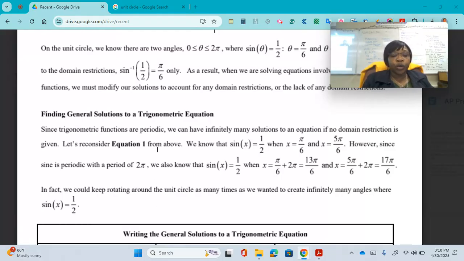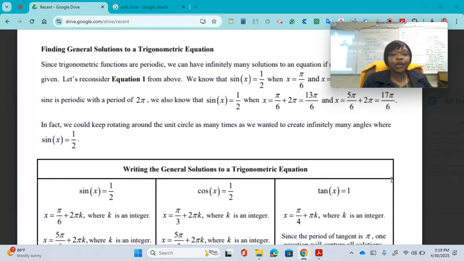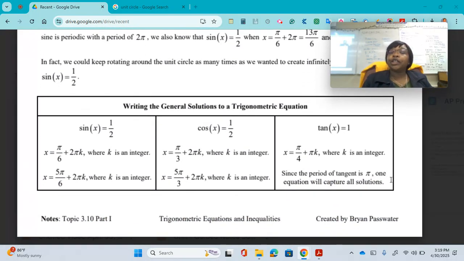Let's reconsider equation 1 from above. We know that sine of x equals 1/2 when x is pi over 6 and when x is 5 pi over 6. However, since sine is periodic with a period of 2 pi, we also know that sine of x equals 1/2 when x equals pi over 6 plus 2 pi, which is 13 pi over 6, and 5 pi over 6 plus 2 pi, which is 17 pi over 6. All we had to add was another full rotation. In fact, we could keep rotating around the unit circle as many times as we want to create infinitely many angles where sine of x equals 1/2. That's why we restrict the domain.